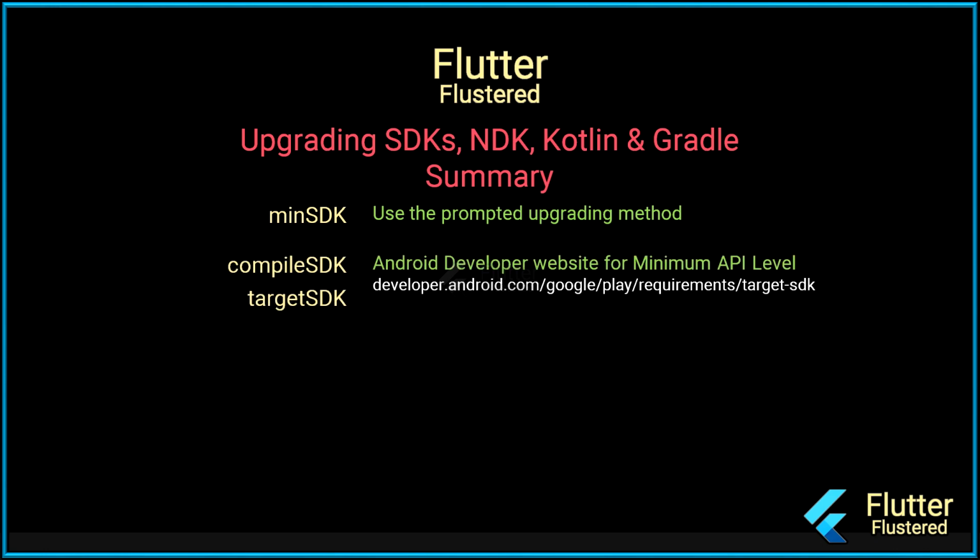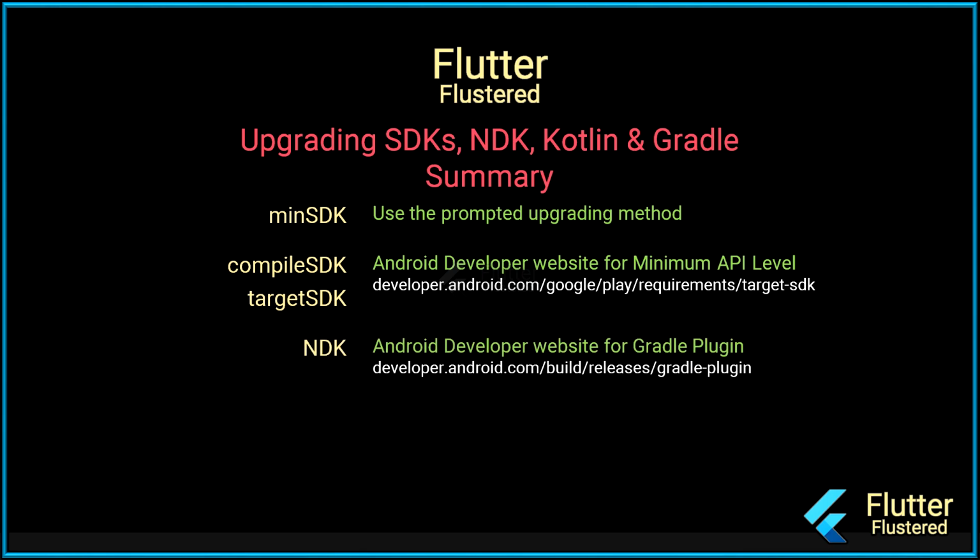For the compile and target SDK, I would visit the Android developer website that shows the minimum target API level at the current time, or the next version above the minimum. For the NDK version, I would visit the Android developer website for the Gradle plugin. The NDK should not change as often, so you could also wait till you're prompted to make this upgrade.